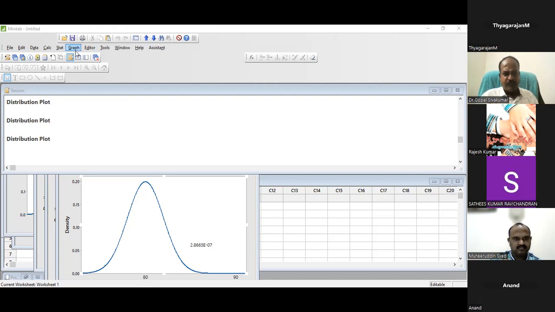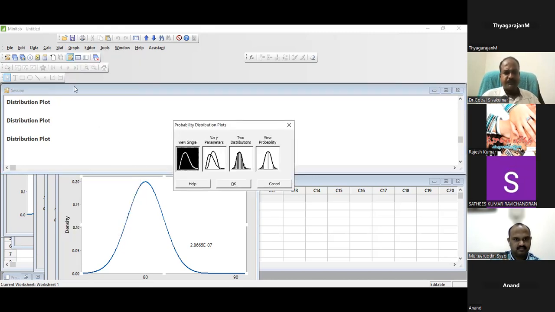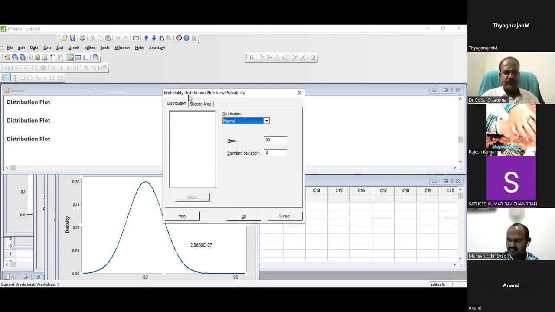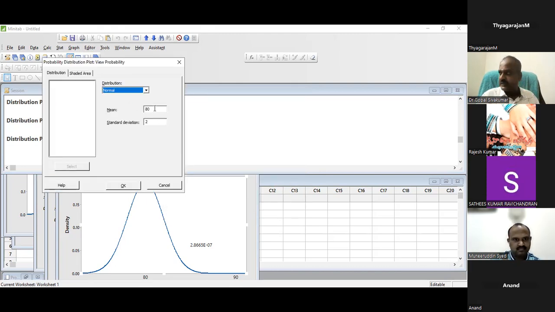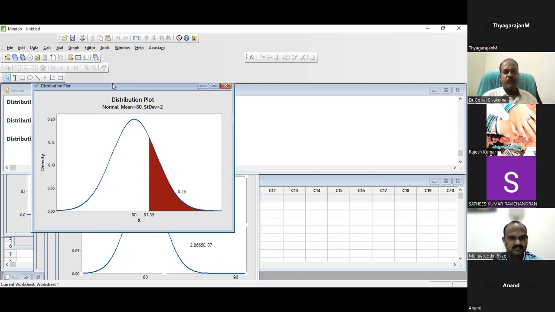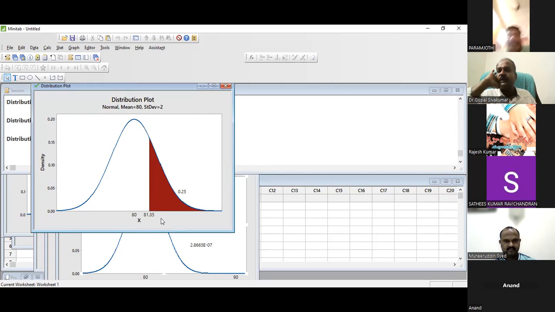See here: Graph, Probability Distribution Plot, View Probability. I am taking the same mean and standard deviation, 80 and 2. Now go to standard area. Quartile 3 means the right side area will be how much? Right tail, 25. So choose probability, choose right side area, put 0.25 here. Now Minitab will throw the value. What is the value? 81.35. Quartile 3 is 81.35.